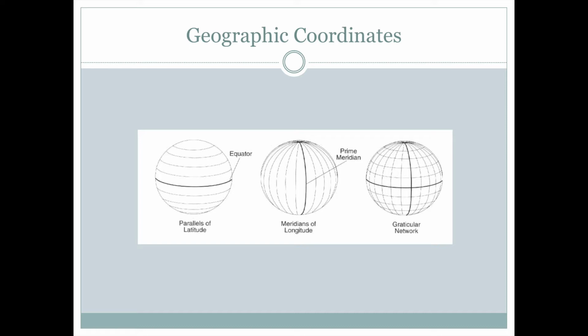They never cross each other, and the longest line of latitude is around the equator, and those lines of latitude get shorter and shorter as we move towards either the North Pole or the South Pole. This combination of latitude and longitude, these two geographic coordinates together, are sometimes called the graticule or the graticular network.